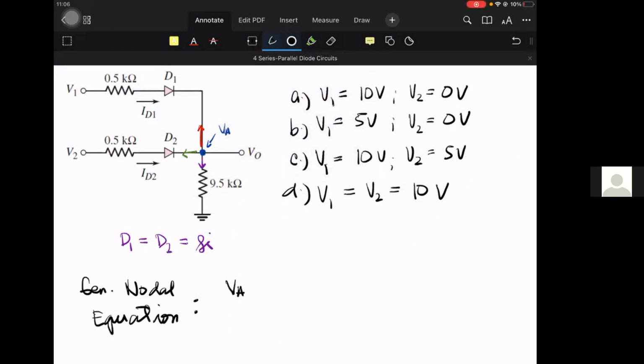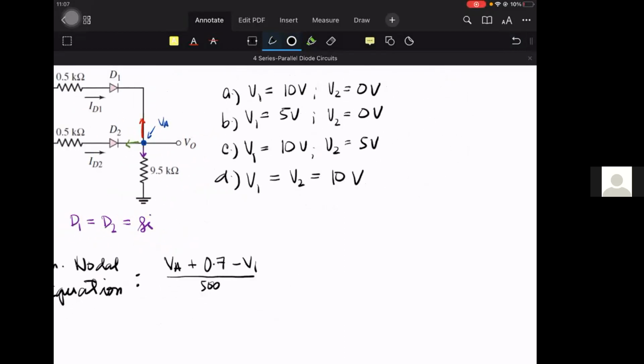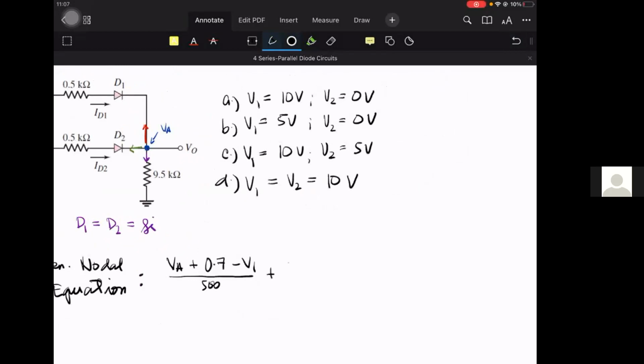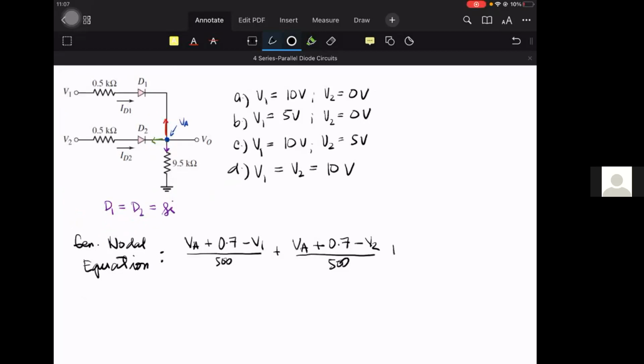VA plus VD1, which is 0.7, minus V1, all over 500 ohms, 0.5K, plus VA plus 0.7 minus V2 all over 500, plus lastly VA over 9,500, equal to 0.